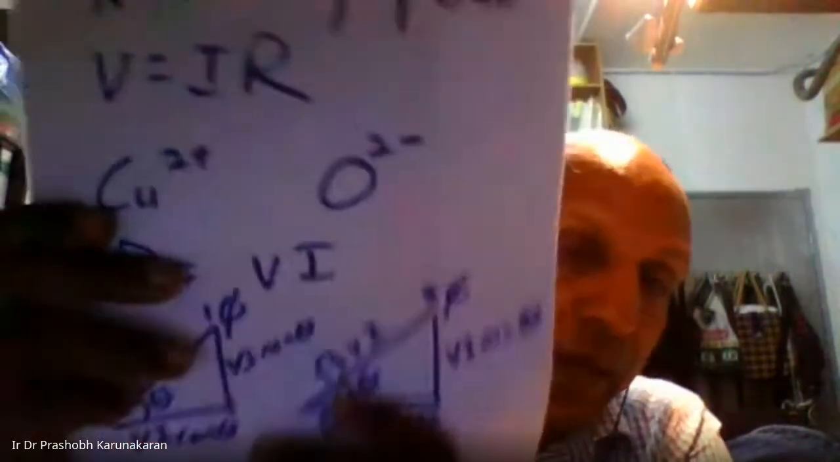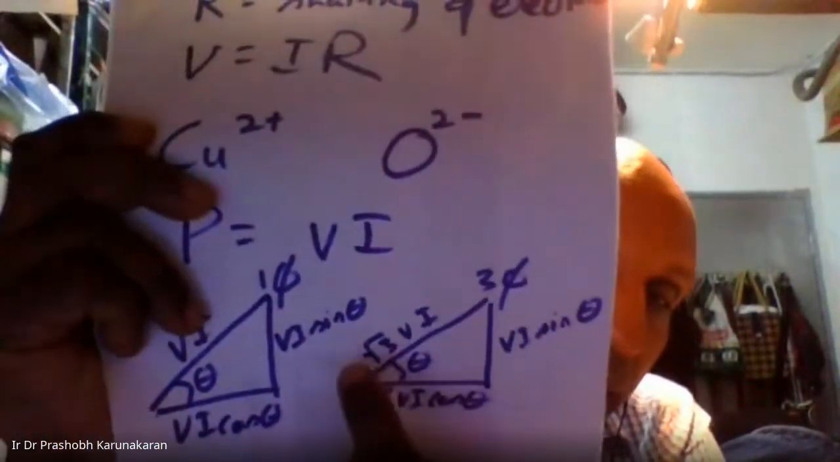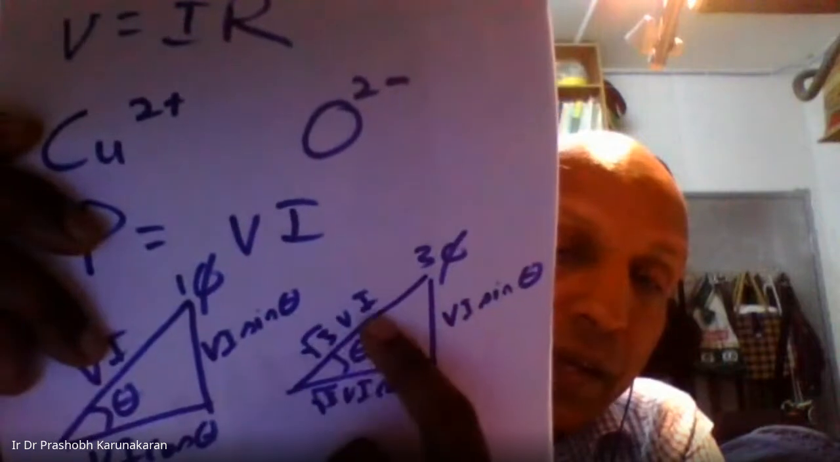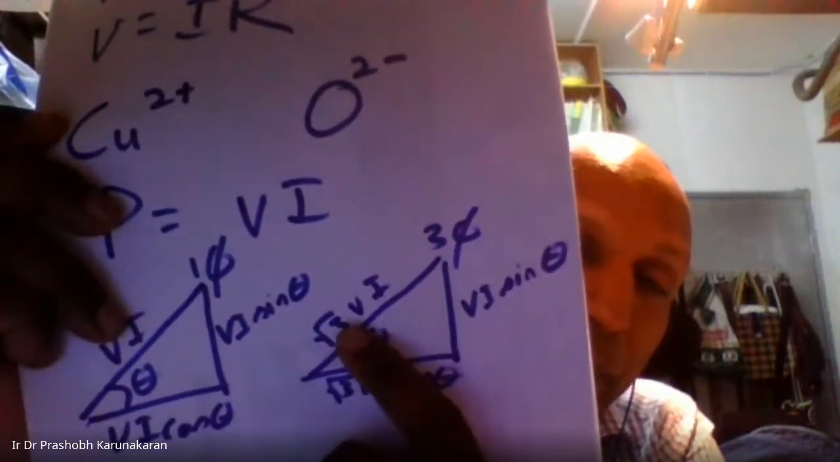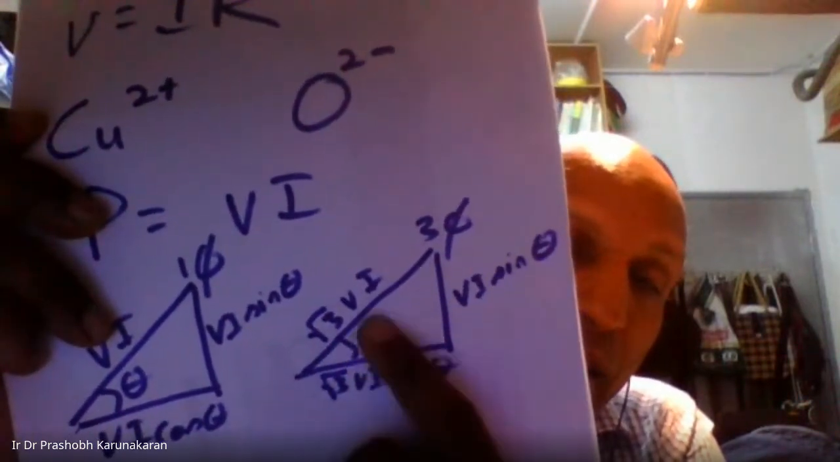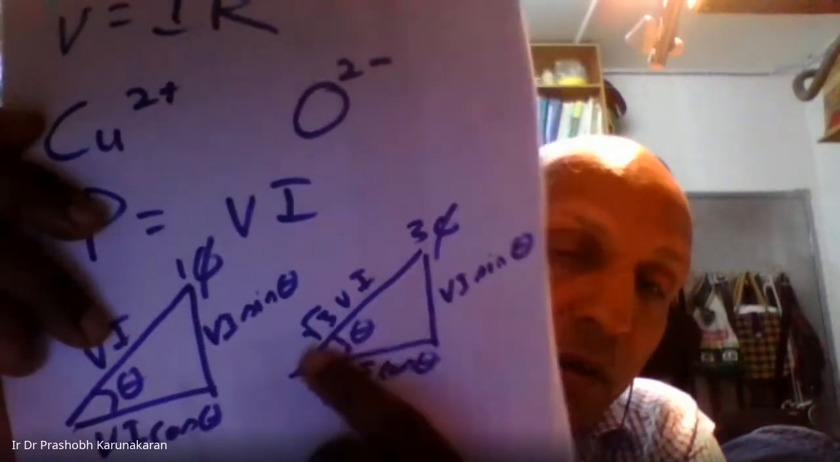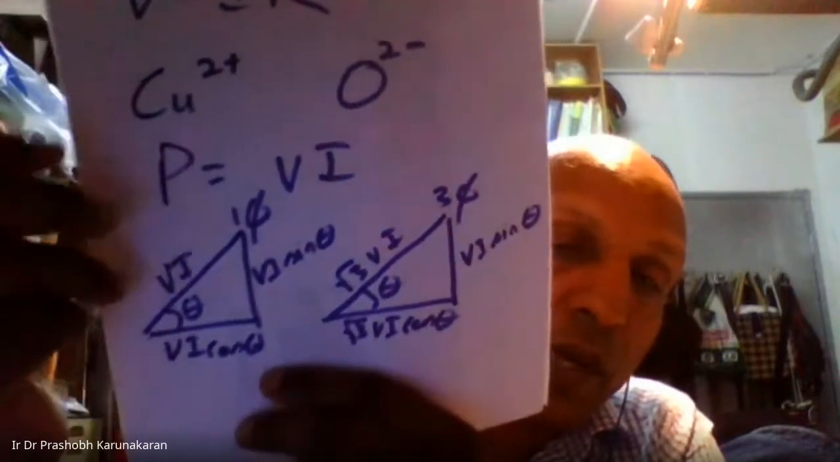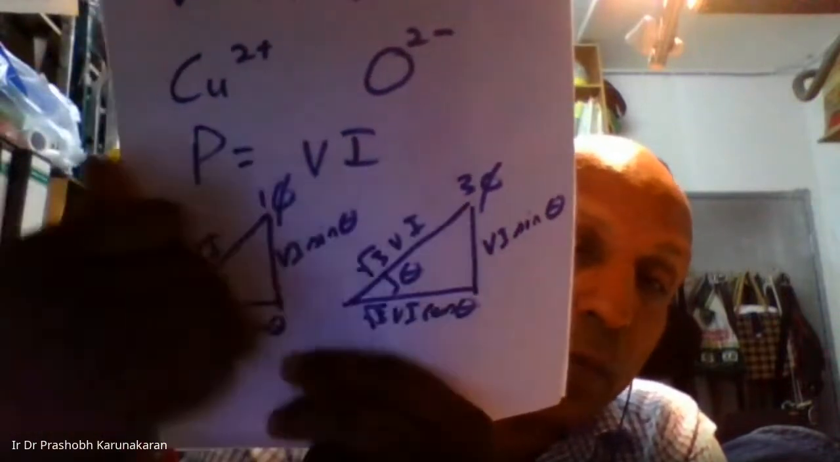And then when you go to three-phase, you just add a root 3 before the VI. So same thing. Adjacent to the angle, you put a cos. Opposite the angle, you put a sine. So this way, you have 6 formulas here.